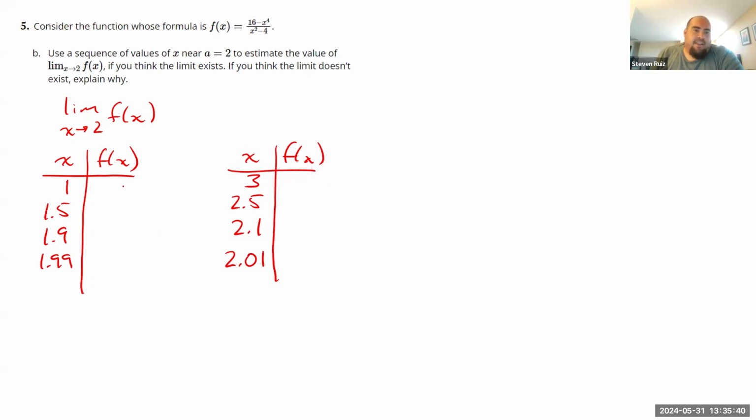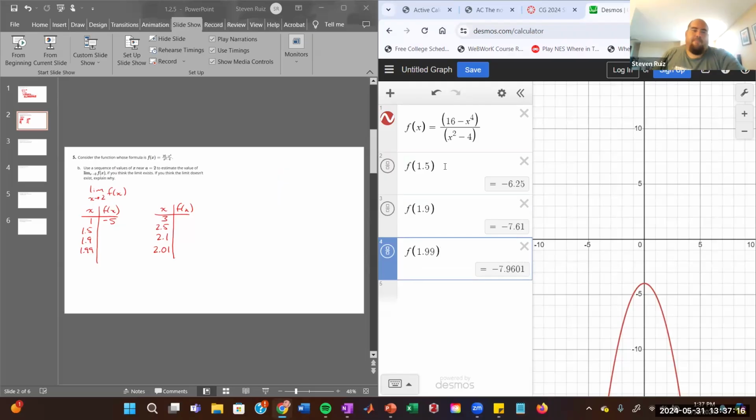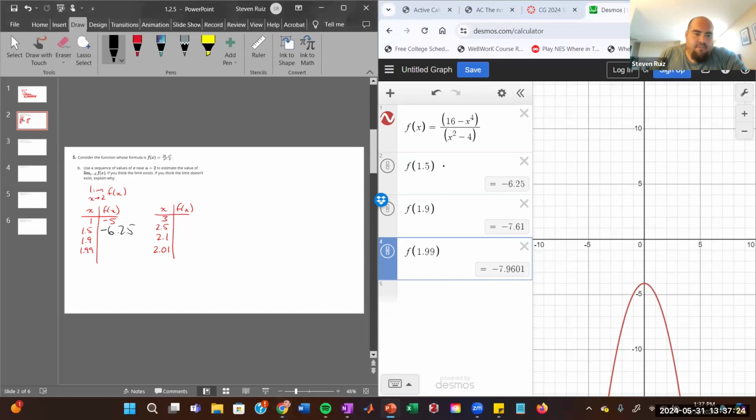So I think x equals 1, I can probably do that without getting a calculator out. So 16 minus 1, 15 over -3. I believe that's -5. All right, so for my table on the left here are the values I have: -6.25, -7.61, and -7.9601. So if I'm evaluating this limit from below, it looks like we're approaching a value of -8.